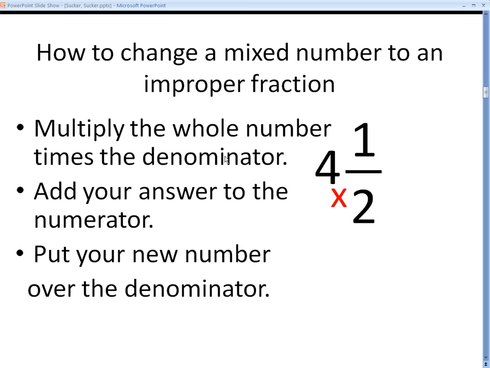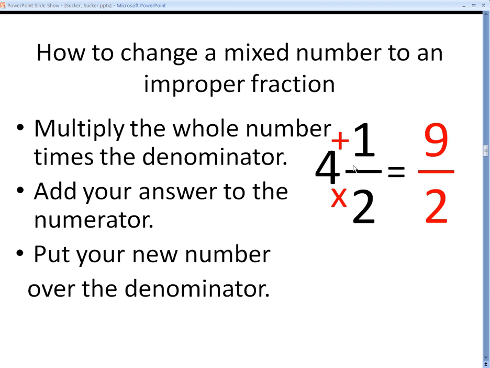You take the whole number right here, you multiply it by the denominator, and then you add the numerator. So we get 4 times 2 is 8, plus 1 is 9. We take that number and we write it down and then we put it over the denominator.